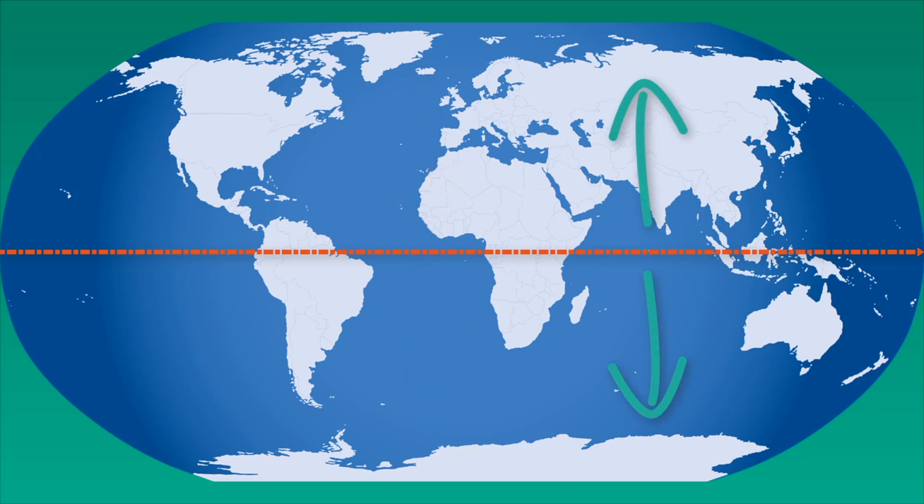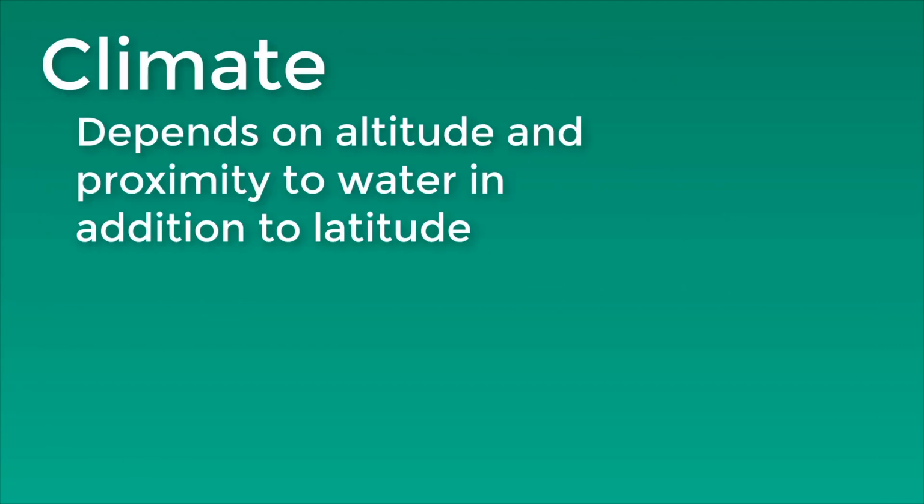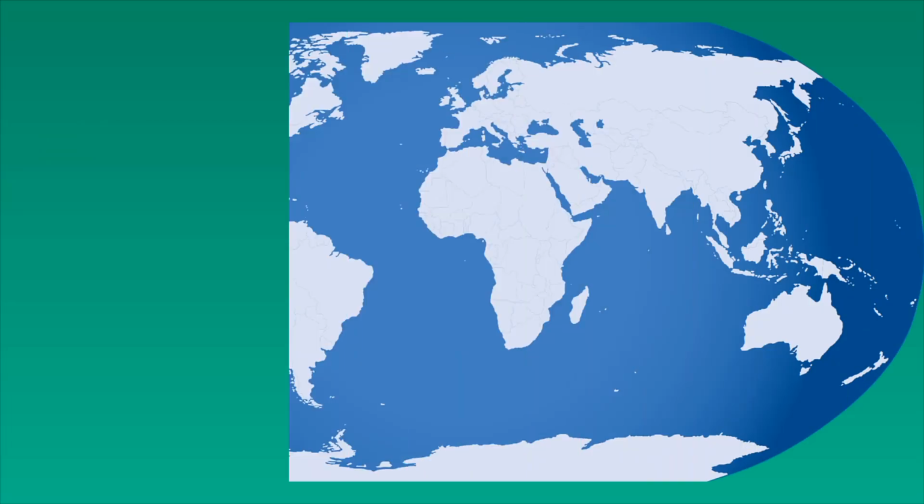Generally speaking, temperatures warm up the closer you are to the equator and cool down the closer you are to the poles. But it's not always that simple. As we learned before, climate often depends as much on altitude or proximity to water as it does on latitude, which makes for a vast, varied, and complex spectrum of climate regions across the world.